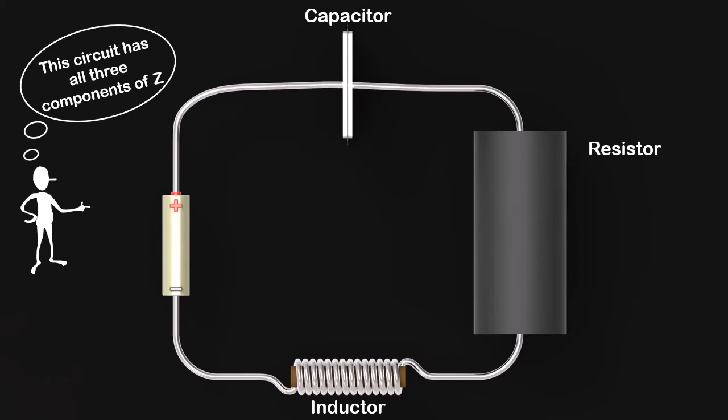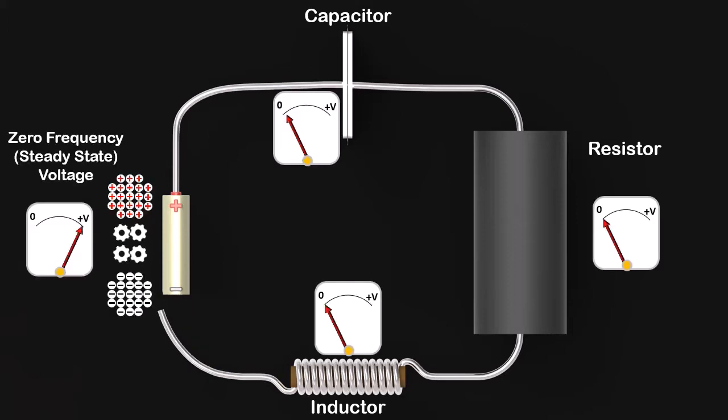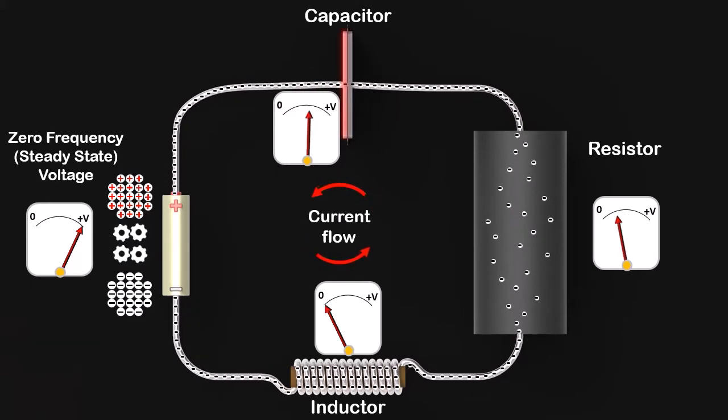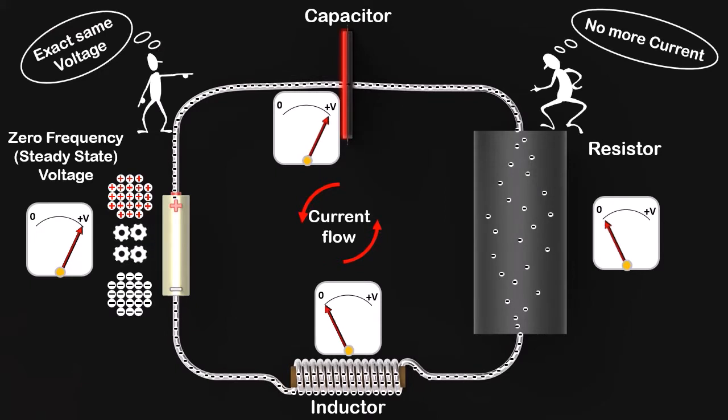Now that we understand more about the frequency responses of each of the three components of impedance, we can look at our circuit with all three. Let's again start with a zero frequency steady-state voltage. So what's going to happen when we attach the wire? If you guessed that current would flow until the capacitor charged up to the same voltage as the source voltage, you are correct. No more current. The capacitor completely blocked steady state current.